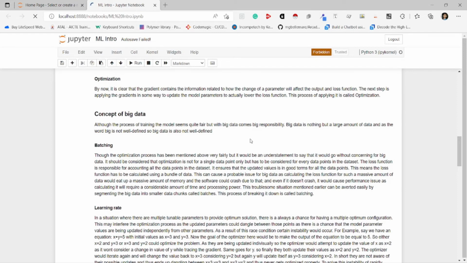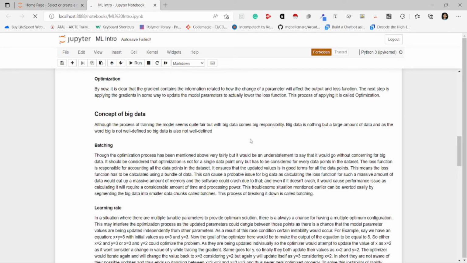It should be considered that optimization is not for a single data point only, but has to be considered for every data point in the dataset. The loss function is responsible for accounting for all the data points in the dataset. It ensures that the updated value is in good terms for all the data points. This means the loss function has to be calculated using the bundle of data.